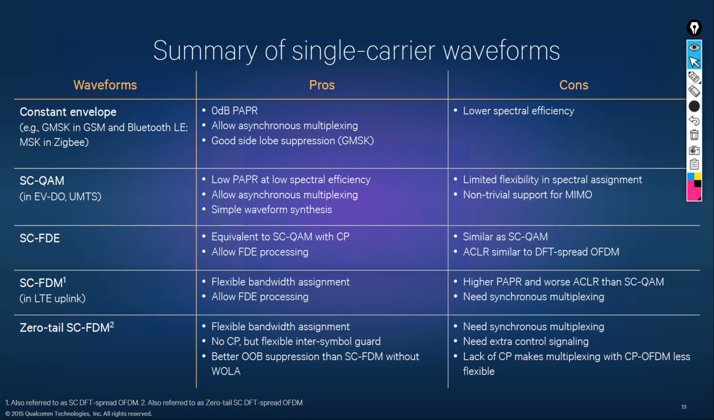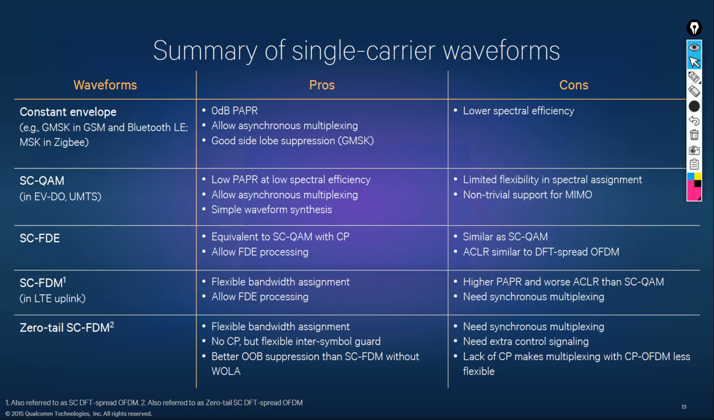Now we have single carrier waveforms and multi-carrier waveforms. Single carrier, you have only one carrier. Multiple carrier, you divide your whole bandwidth into sub-carriers. Now, what are the advantages and disadvantages of single carrier waveforms? What are the single carrier waveforms? We have 5 of them. First, constant envelope waveforms. Where do we use them? They are used in 2G, Gaussian minimum shift keying, and in Bluetooth or Zigbee, minimum shift keying.